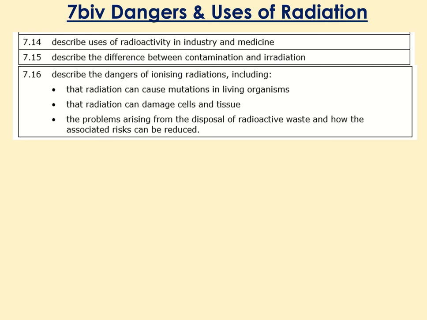Right, okay, so this is the fourth in my Flip Learning series on radioactivity. This one is focusing on the dangers and uses of radiation. So we need to know both industrial and medicinal uses of radiation. We need to know the difference between contamination and irradiation, and we need to understand the risk to living cells and also how to get rid of radioactive waste.